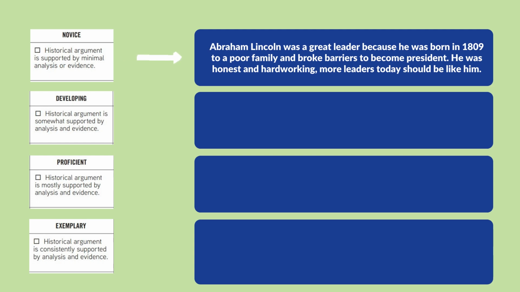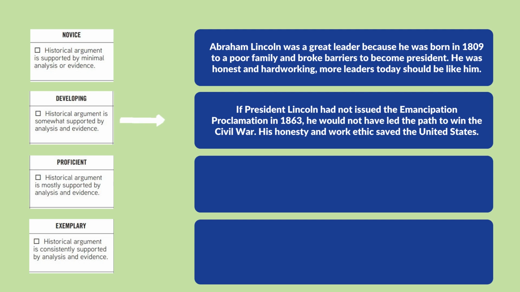This is indeed a claim, but it shows little analysis and cannot really be supported by evidence. Additionally, the second part of the thesis statement, which is more leaders today should be like him, is impossible to actually support and is not really a historical argument. The second example thesis expands on the first by developing a stronger basis in historical thinking. The student connects their claims to the Emancipation Proclamation and draws a connection between the proclamation and the eventual victory in the Civil War. However, there are still several areas where the student needs to develop further.